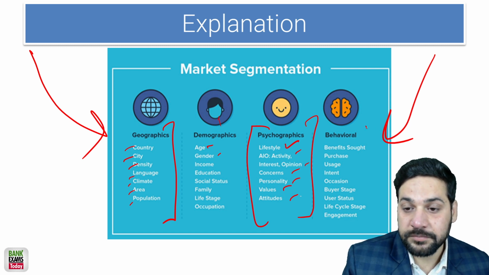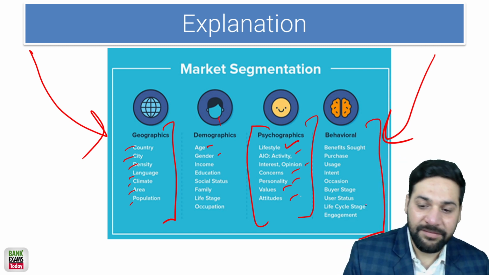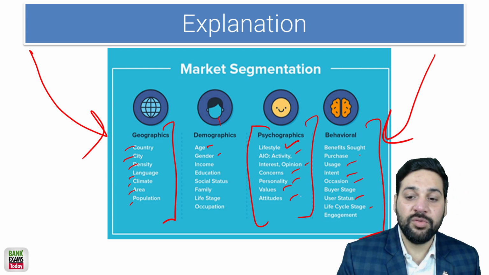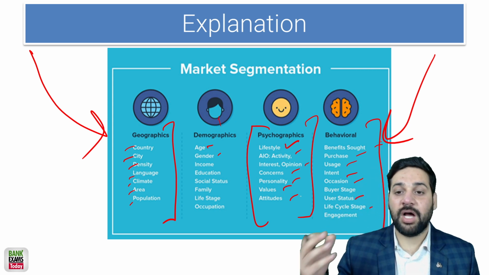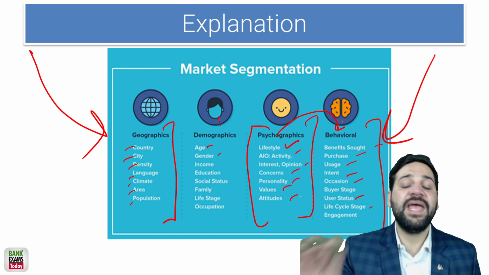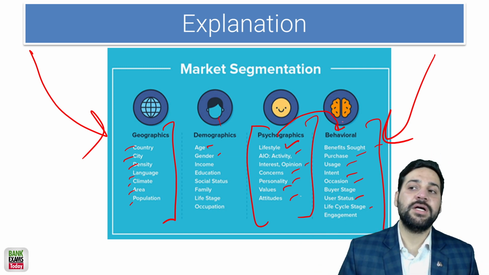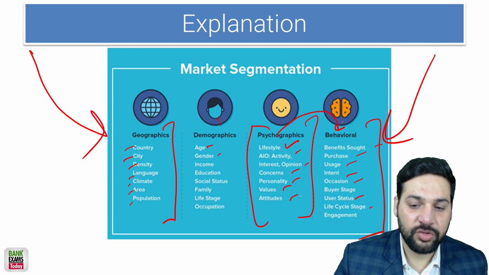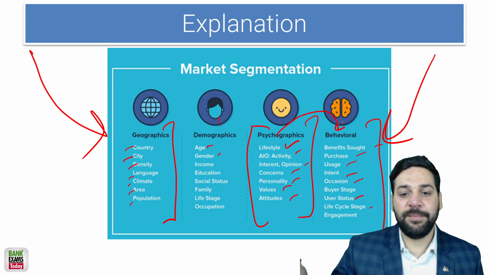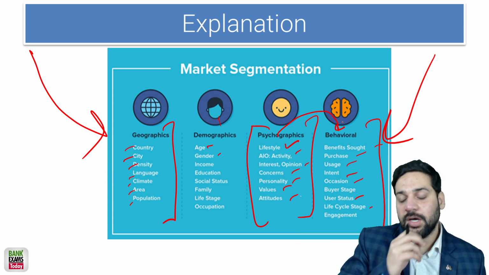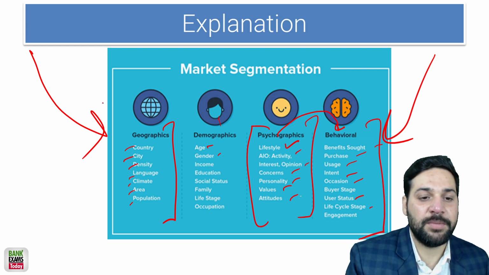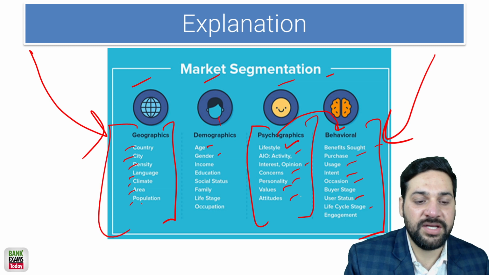By behavior, so what is my life cycle stage, engagement or the user stage, intent, occasion, usage, purchase, benefit. So that is how I behave, right? So on the basis of my lifestyle, how I behave, right? Are you getting it? I'm non-vegetarian, right? So I'm going to buy a chicken salad, right? Non-vegetarian salad. So on the basis of these psychographic factors, my behavior is going to take a shape, right? So please remember all these points, very important.